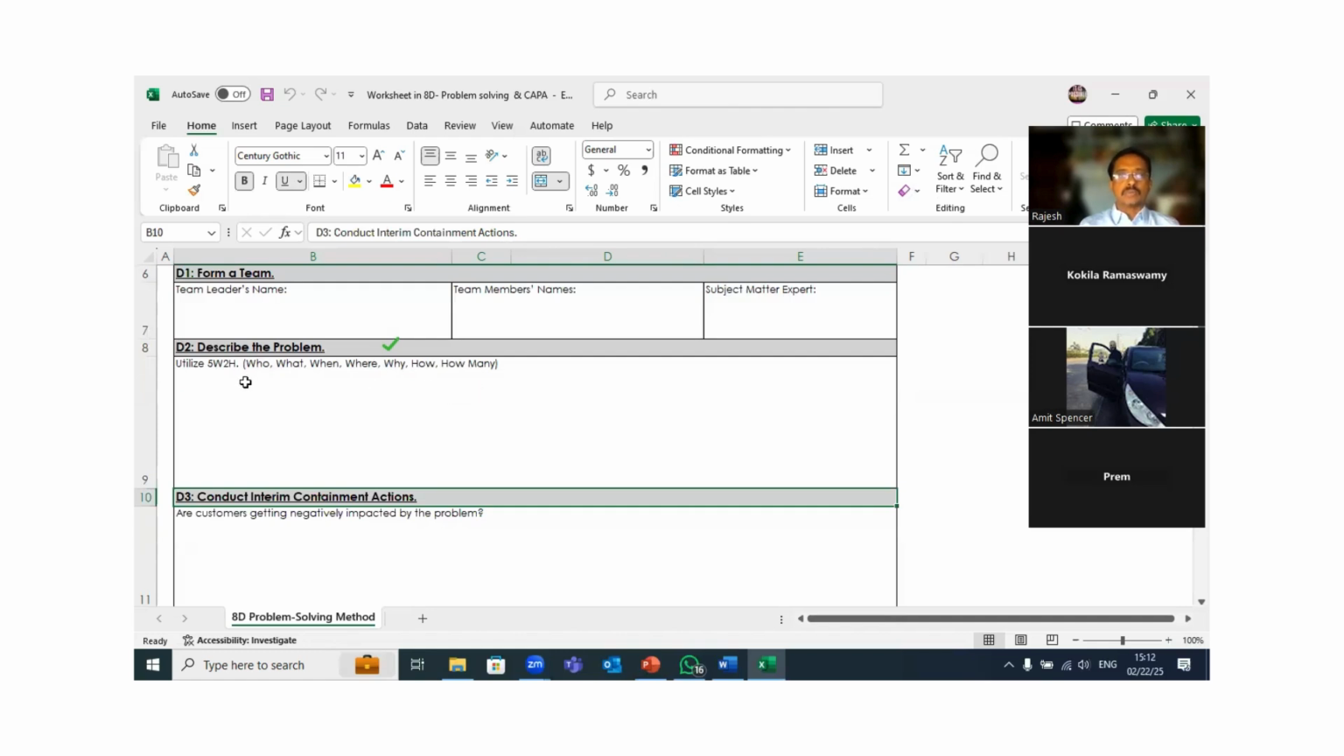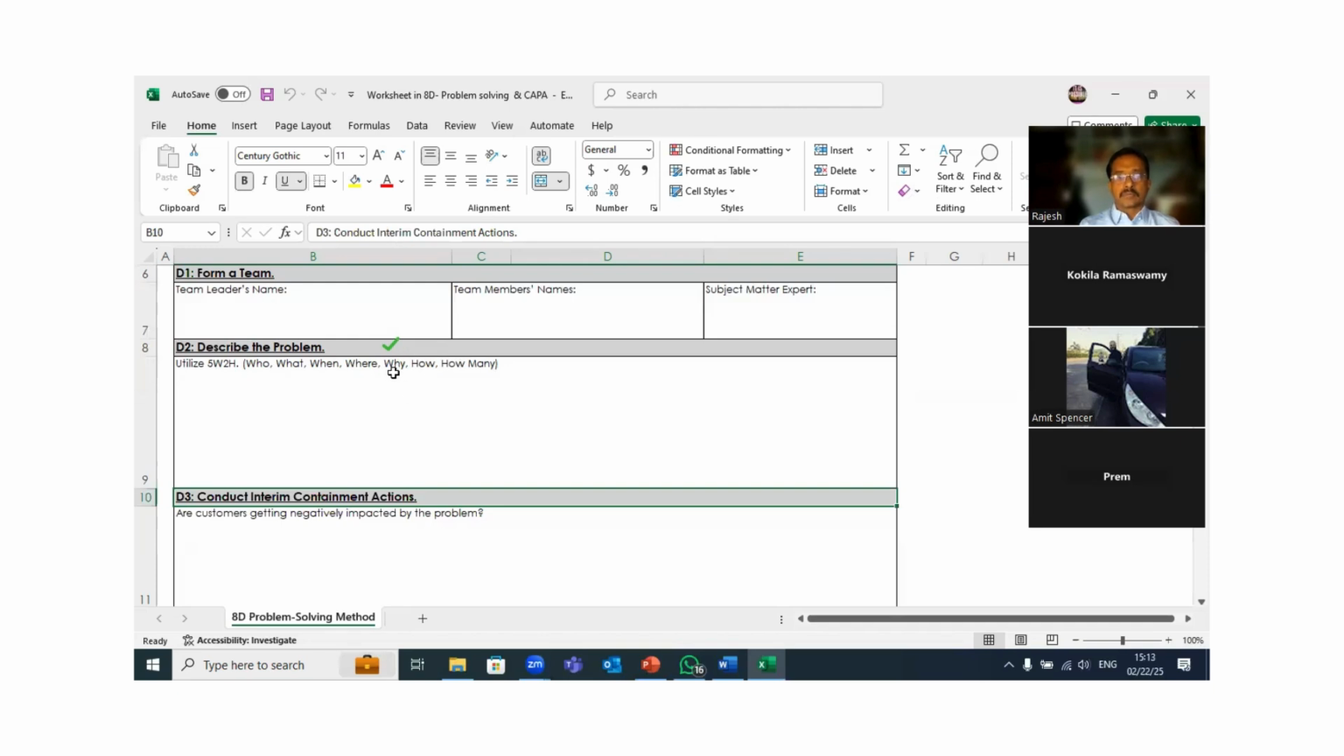For example, who did this problem? The payment poster. What did he do? He did not adjust it, but he billed it to the patient. When? The particular day when the posting happened. Where? You mention that particular invoice number or encounter number where it happened. Why did it happen? Because he didn't know it needed to be adjusted, and this may be the problem.